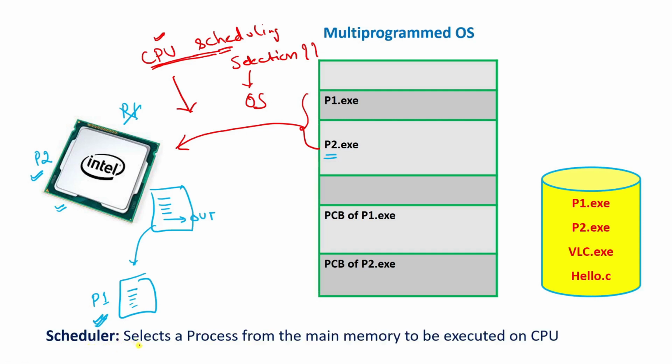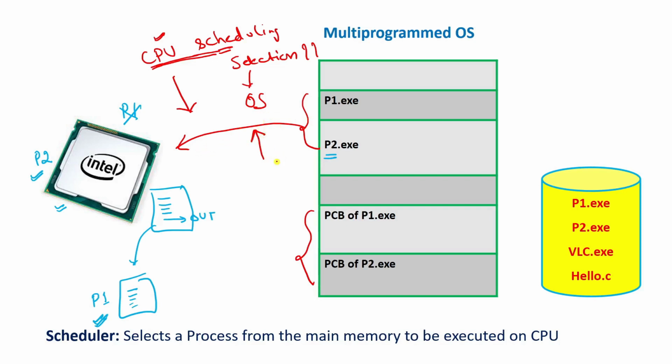Scheduler is the program inside the OS which actually selects the process from the ready queue which are going to be executed on the CPU. This is the ready queue, which generally consists of PCBs. Although I have said that the selection will be taken from here, actually the selection will be taken from the PCB. But for the time being, just for simplicity, we can say these processes are going to be selected. So the scheduler will select the processes.